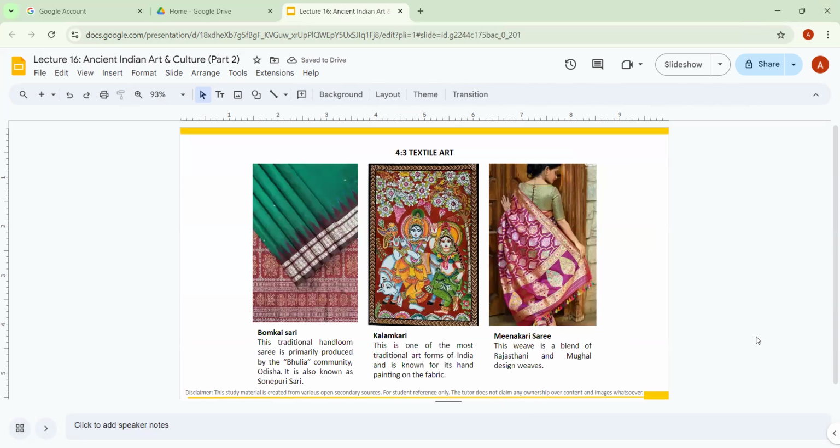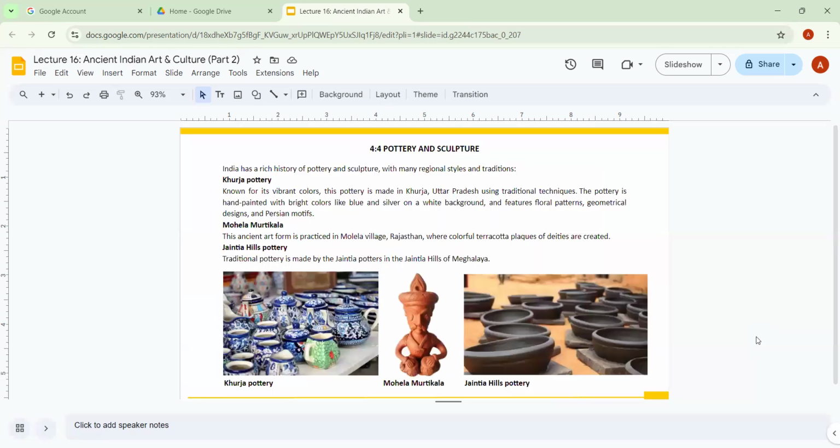The Bomkai sari is a traditional handloom sari and is primarily produced by the Bhulia community in Odisha. It is also known as the Sonepuri sari. Kalamkari is one of the most traditional art forms of India and is known for its hand painting on the fabric. The Minakari sari is a blend of Rajasthani and Mughal design weaves. The pottery and sculpture.